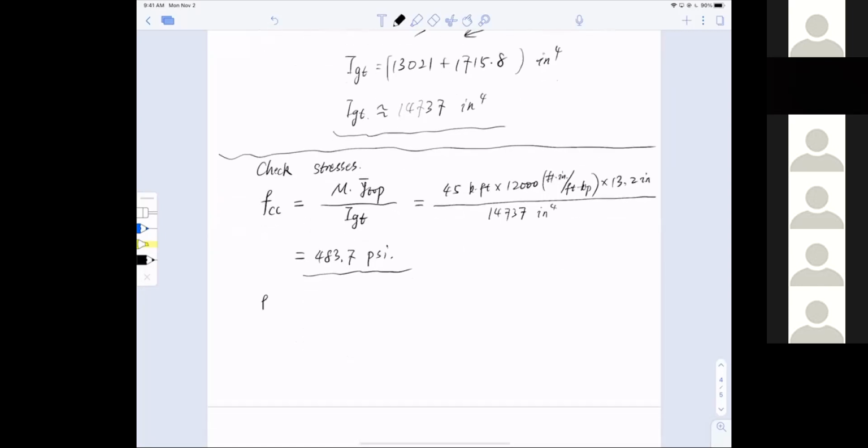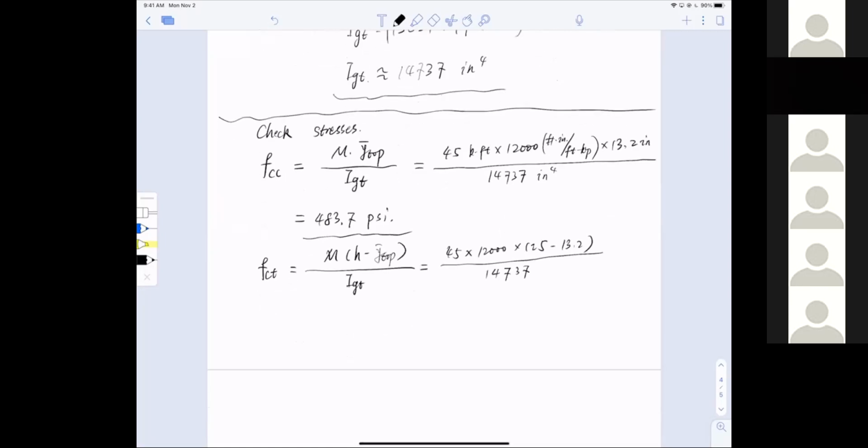But let's cut that short. The tensile stress uses this equation: moment multiplied by height minus Y top bar, divided by IGT. This is 45 again, 12,000, and this is 25, which is height minus 13.2. I just saved the unit because it's the same unit as previously. Divided by 14737, and now I have this number crunched out as 432 psi.